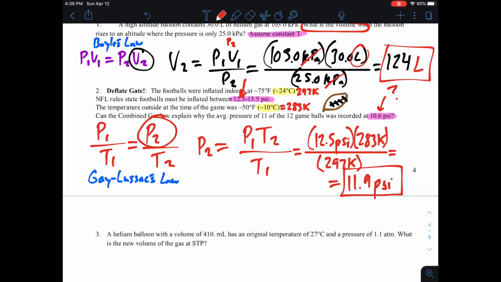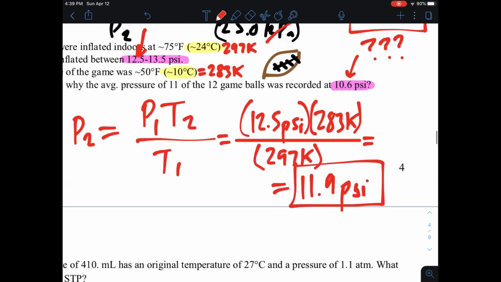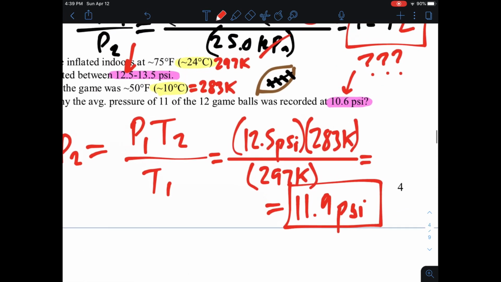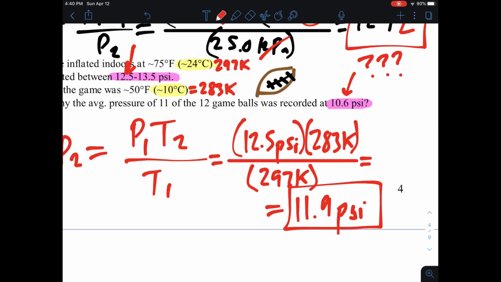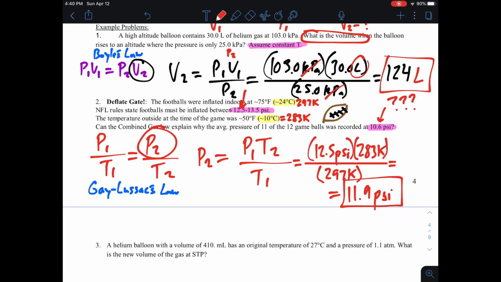Well, it doesn't actually explain why the pressure of the game balls was 10.6. We'd expect the game balls to decrease in pressure to 11.9 given gas chemistry, but it doesn't explain why they were down to the 10.6 psi. Some of you may be thinking, cheater, pumpkin eater. Well, it might be too quick to say that, but at least we can say that the drop in temperature cannot be enough to explain why the pressure dropped to 10.6 in 11 of the 12 game balls.